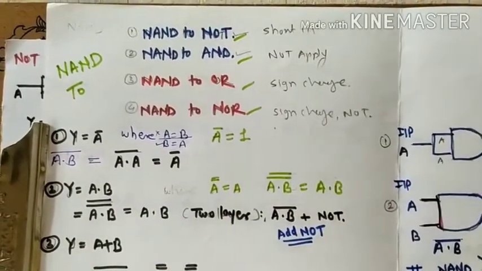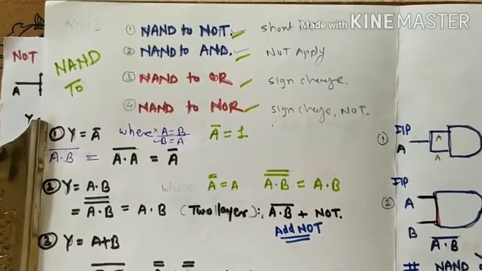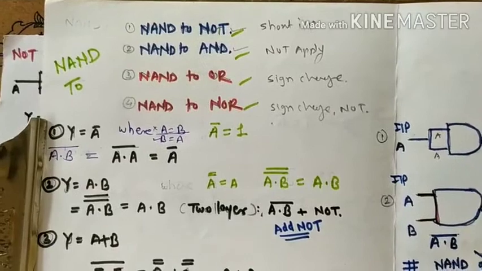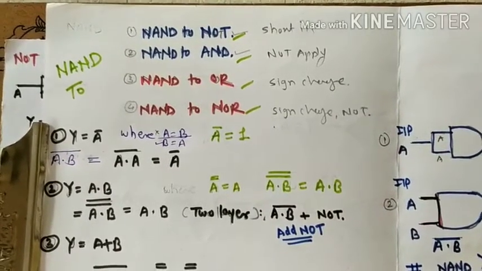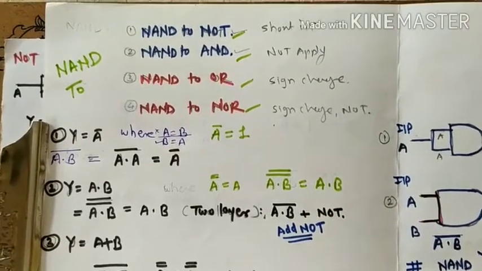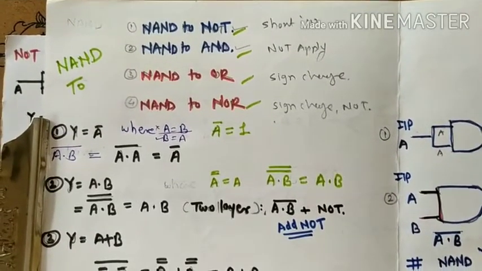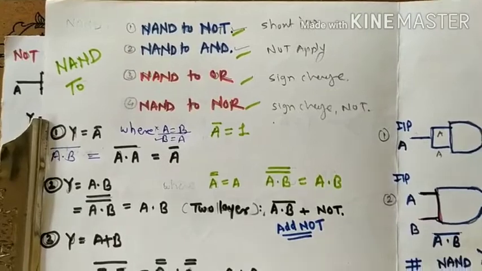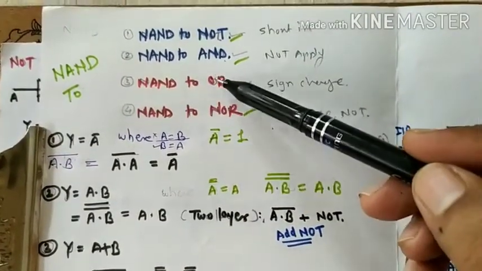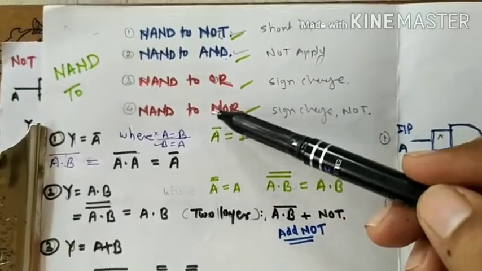Hello friends, so now we have to use the help of NAND gate and NOR gate to implement different gates, or basic gates, or special purpose gates. Basically we have a NAND gate, so we are converting NAND gate into NOT gate, NAND gate into AND gate, NAND gate into OR gate, and NAND gate into NOR gate.